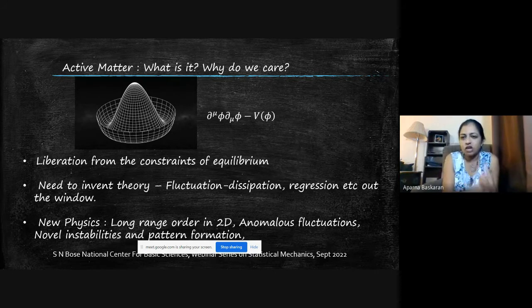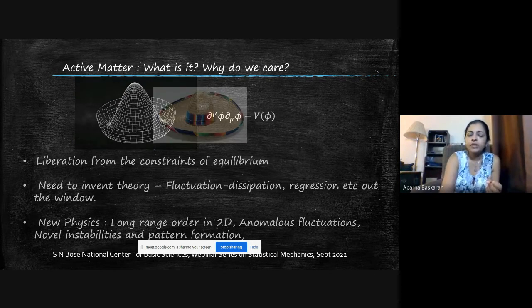Fluctuation dissipation is not true. Regression is not true. Pretty much everything that one knows is not true anymore. And when you're liberated from all these constraints, you can have a bunch of new physics. For example, long range order in 2D, the thing that made Toner and Tu famous, anomalous fluctuations, the thing that made Sriram Ramaswamy famous, novel instabilities and pattern formation, which all of us little people have been working on over the past several years. So there's a lot of new physics that comes out.